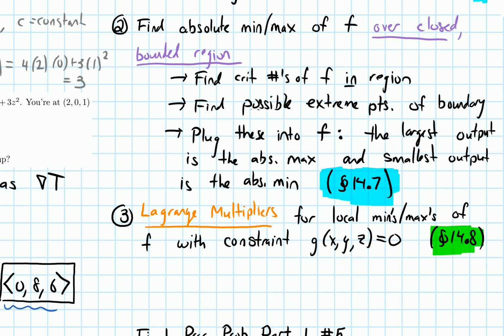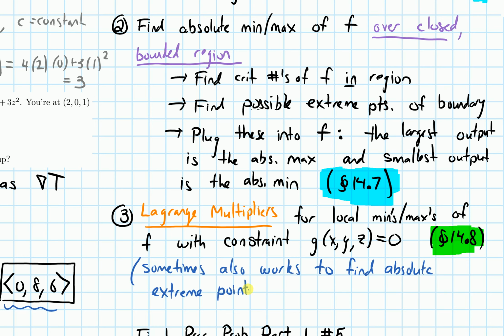So sometimes Lagrange also works to find absolute extreme points. Absolute extreme points just means we could be talking about the absolute max or the absolute min or both. It just depends on the context of the question. All right, so let's do a practice problem now.